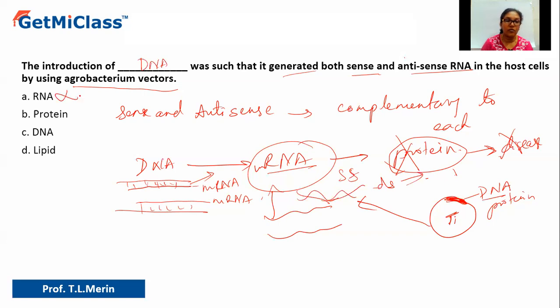So A says RNA, no, we are not introducing RNA, we are directly introducing the DNA, because DNA will code for the RNA. Protein, no, we are not introducing. Yes, DNA. Lipid doesn't play a role at all. So let us conclude. The answer is option C.